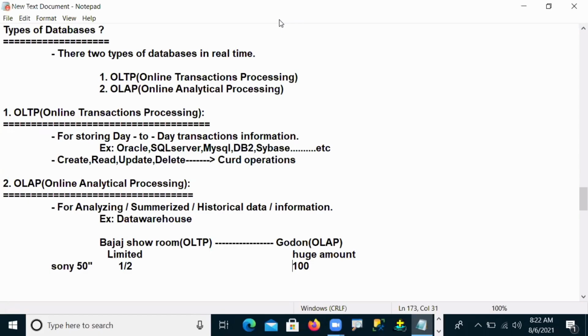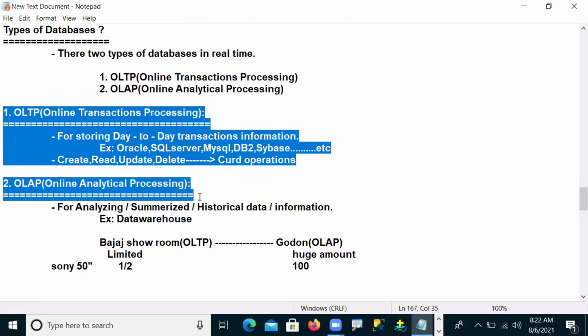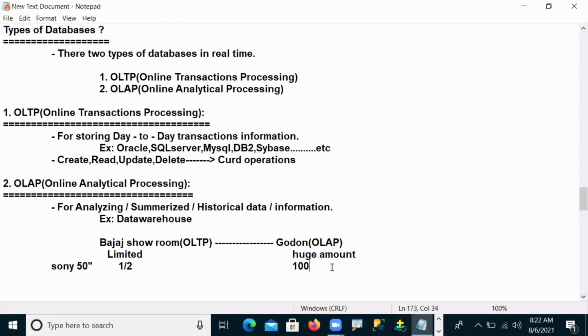Understanding my point? So these two kinds of databases are used by industries in their organizations for data management purposes. This is what we call the types of databases. But in this course, which database are we learning? OLTP. That is Oracle. Oracle is one of the best software in OLTP, one of the more popular databases in the OLTP category.